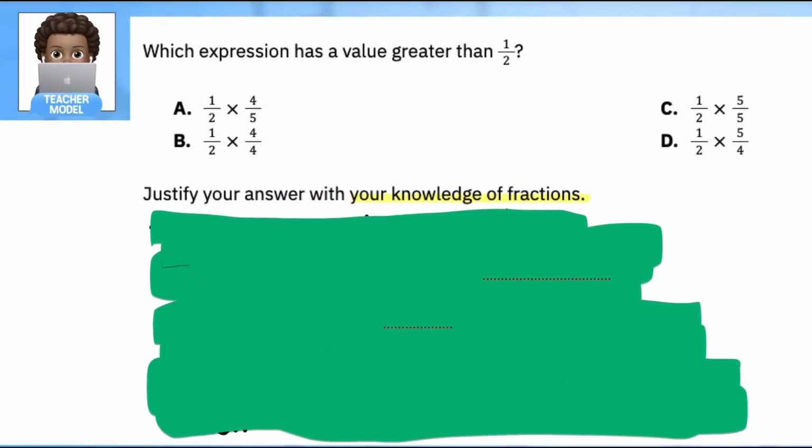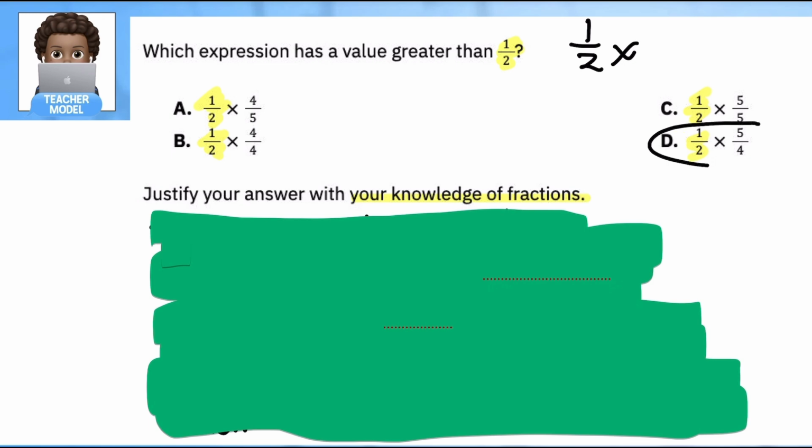Let's look at this next one. Which expression has a greater value than 1/2? So all of these have 1/2. How can I multiply and make 1/2 scale up? Use what you know. Take a moment to think about it. You would have to multiply 1/2 times some number that has to be greater than 1. So looking at your choices, which factor is greater than 1?